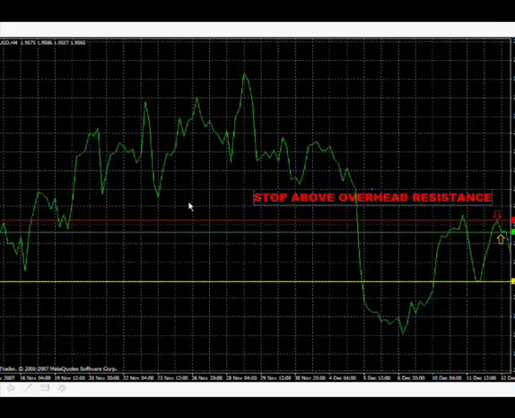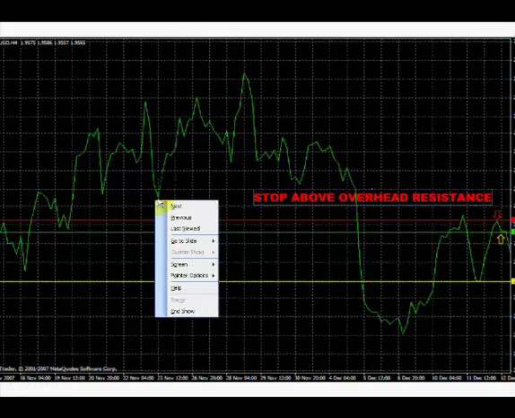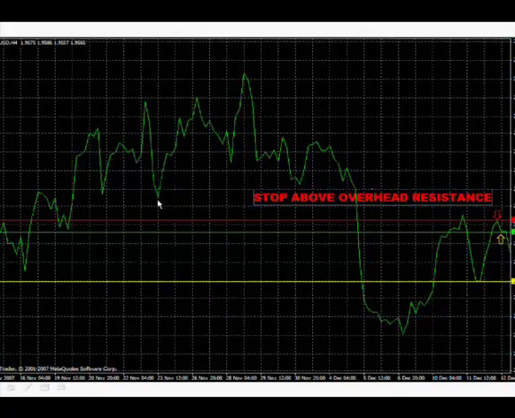Now, if price continued down and broke down and closed below here, now I would place my order to go short there. I would place my order to go short here. And then if I place my order to go short here, where would my stop be? My stop would have to be above here, above the next level of resistance.